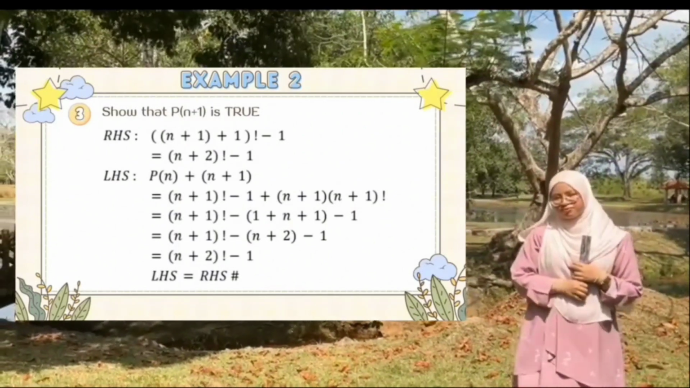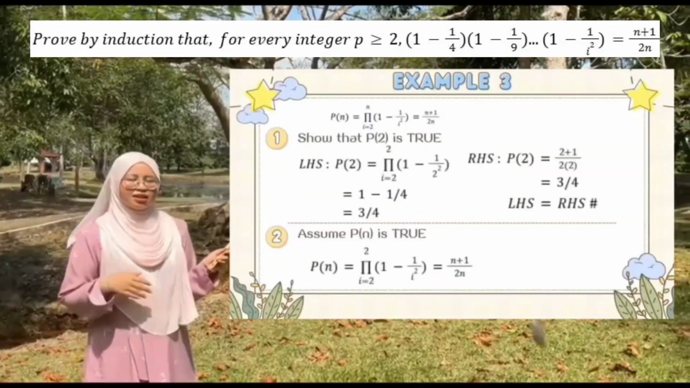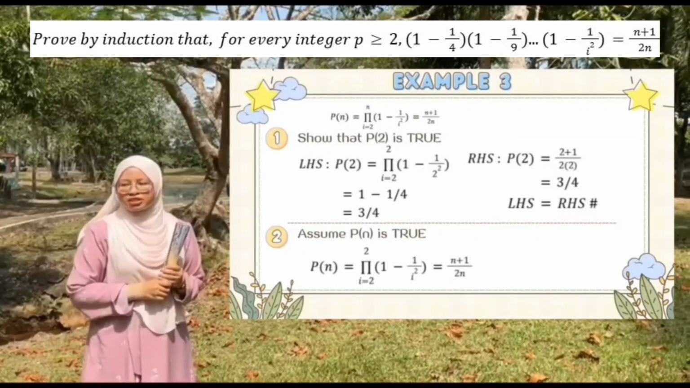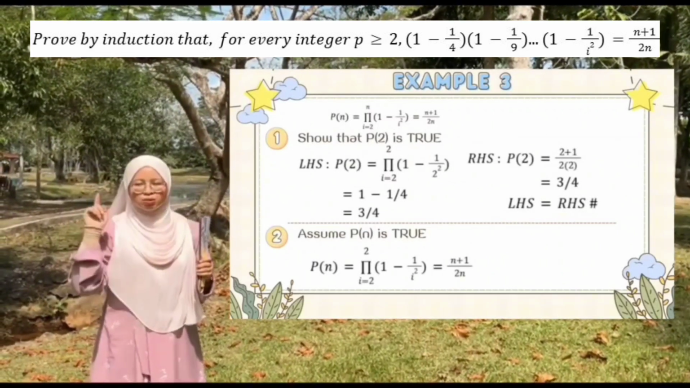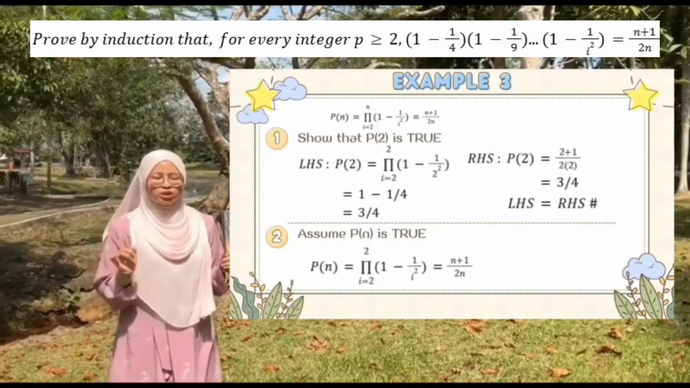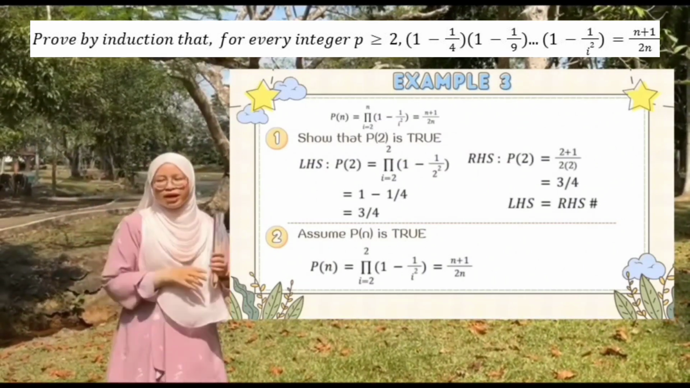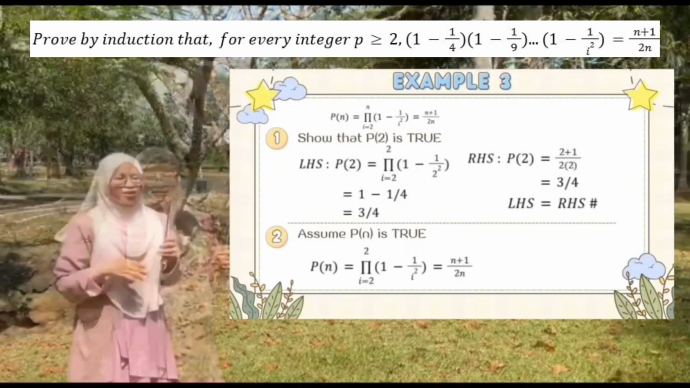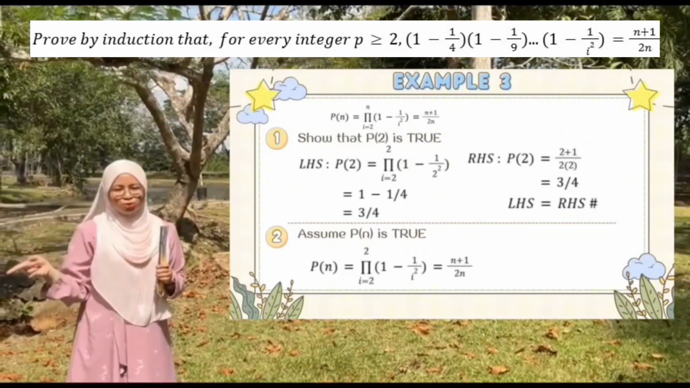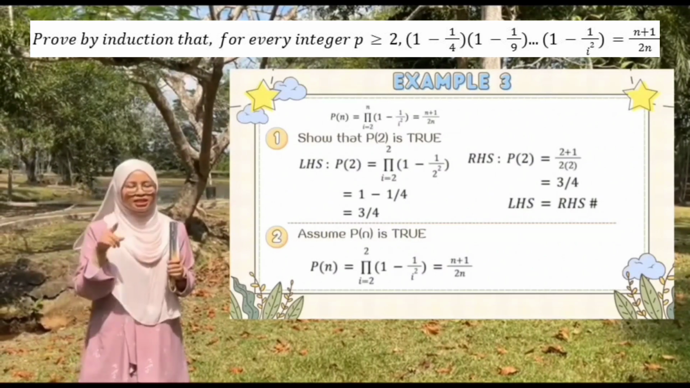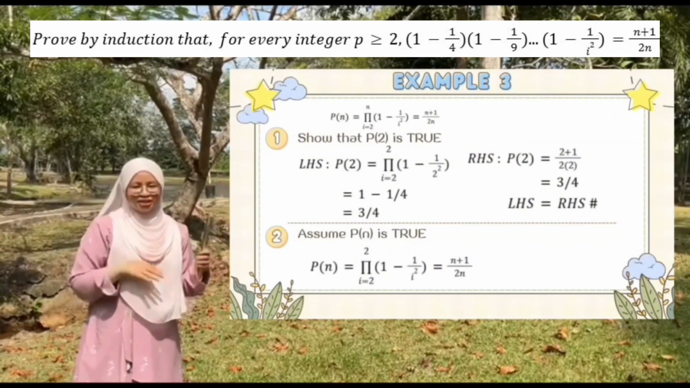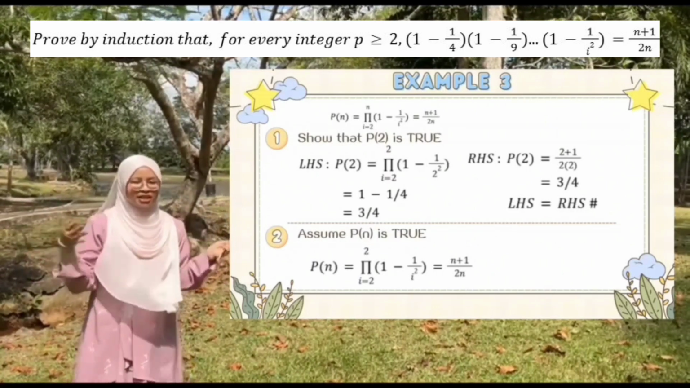For the last example, the information that we can extract is Pn equals the multiplication of 1 minus 1 over i squared, where i begins with 2, is equal to n plus 1 over 2n. For the first step, show that P2 is true. Why 2? Because for this question, i starts with 2. And for this question, we also use left-hand side equals right-hand side. We need to compare the left-hand side and right-hand side.